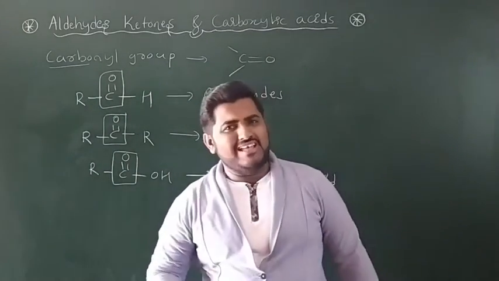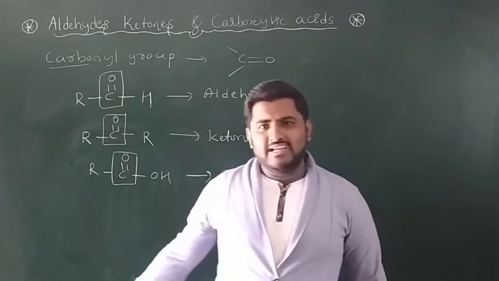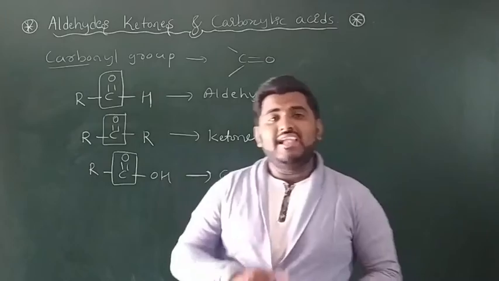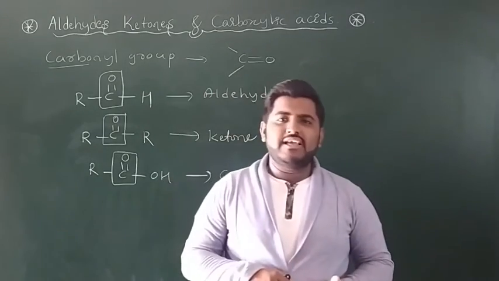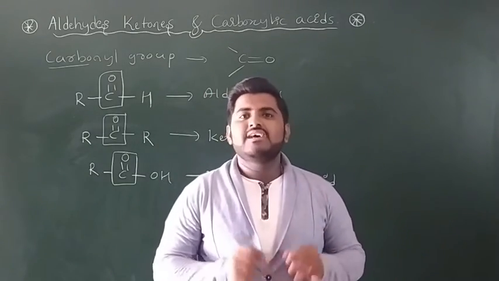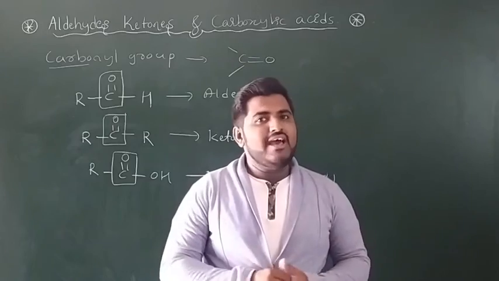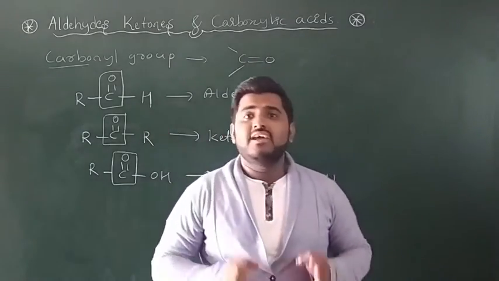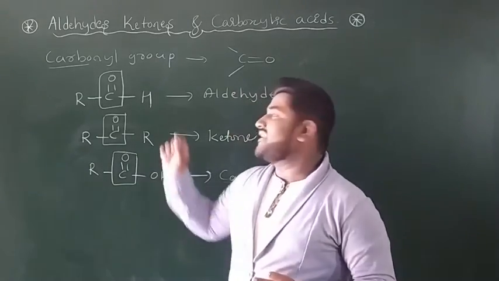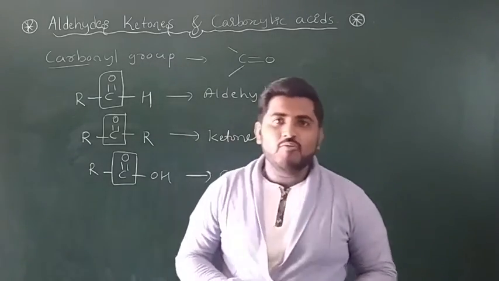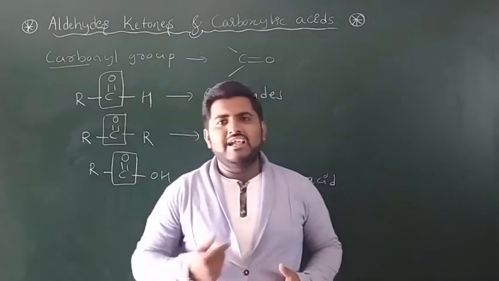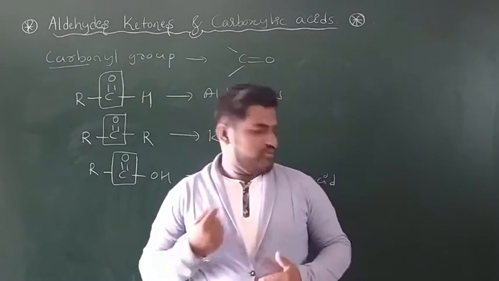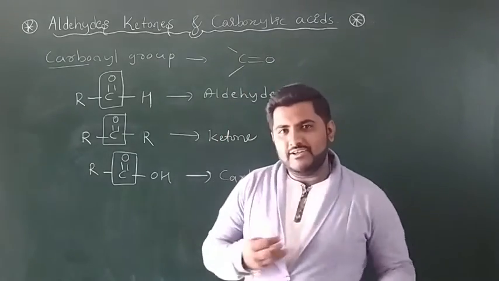Similarly, you can go for acid halide, ester, like that. Those are also carbonyl compounds only. Therefore aldehydes, ketones and carboxylic acids are called carbonyl compounds. Why are they called carbonyl compounds? Because in all the cases we get the carbonyl group as a functional group. I hope you understood. So let us start with aldehydes and ketones, and later we are going to study the carboxylic acid.